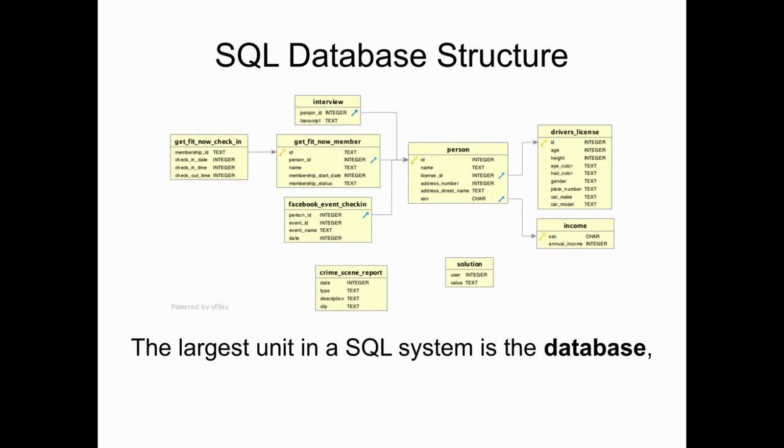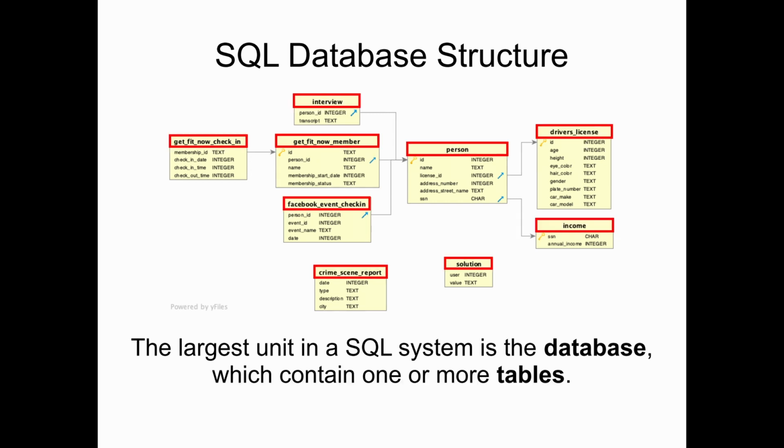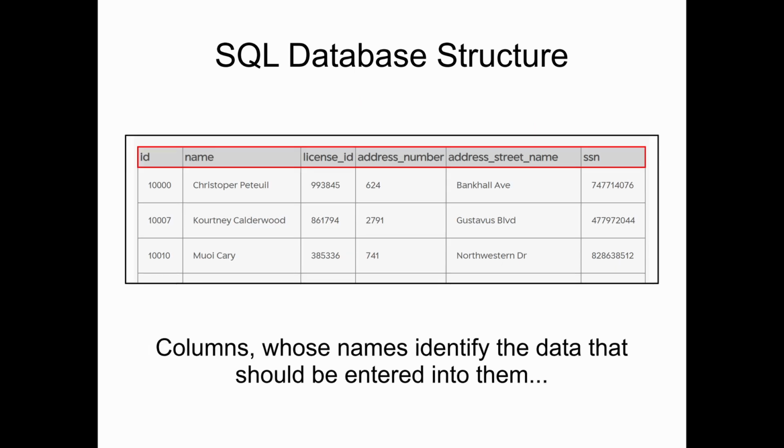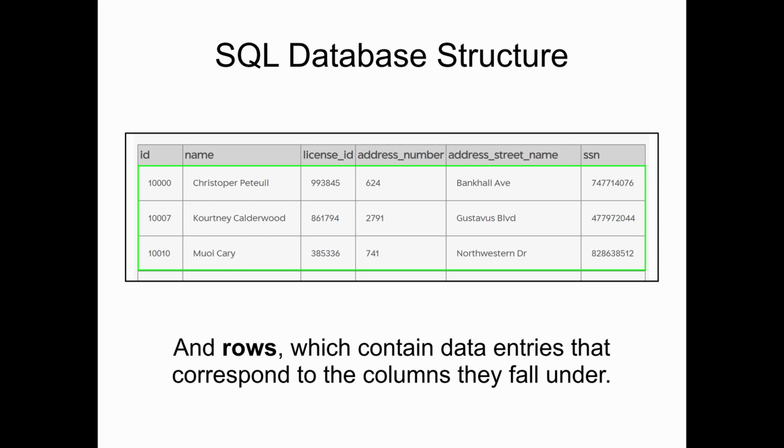The largest unit in a SQL system is the database, which contains one or more tables. Tables themselves are made up of two types of elements: columns, whose names identify the type of data that should be entered into them, and rows, which contain data entries that correspond to the columns they fall under.